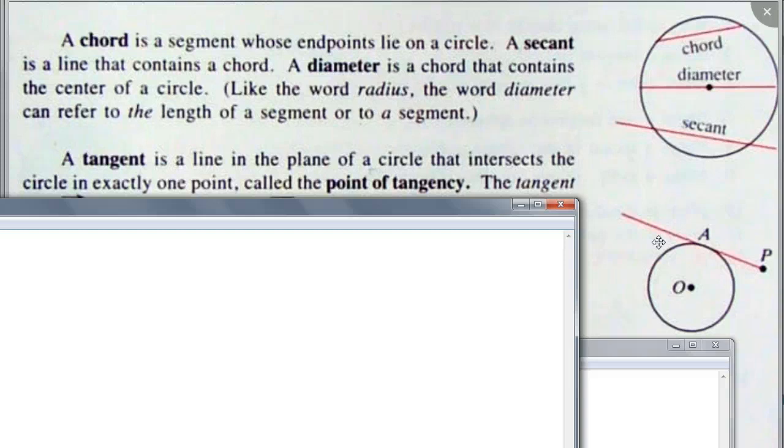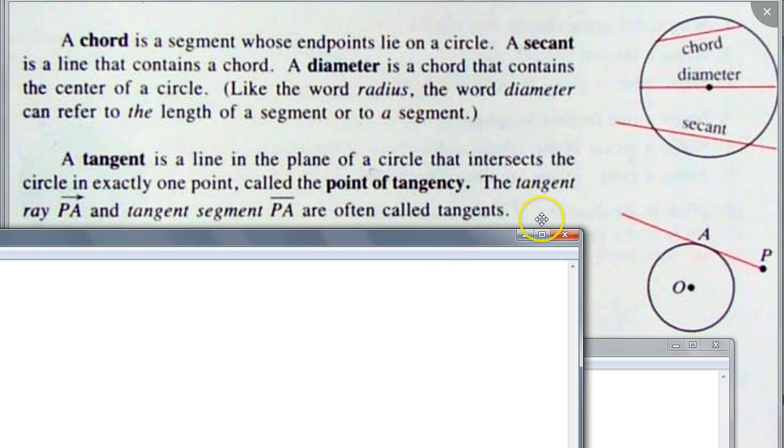So when we just say tangent, we mean a line, but we could talk about tangent as a ray or segment. So tangent ray will be PA, and tangent segment will be segment PA. So we could talk about tangent ray PA that way. In both cases, it does hit the circle exactly at one point, at the point of tangency. So when we just say tangent, we normally mean line, but we could actually talk about tangent ray or tangent segment.